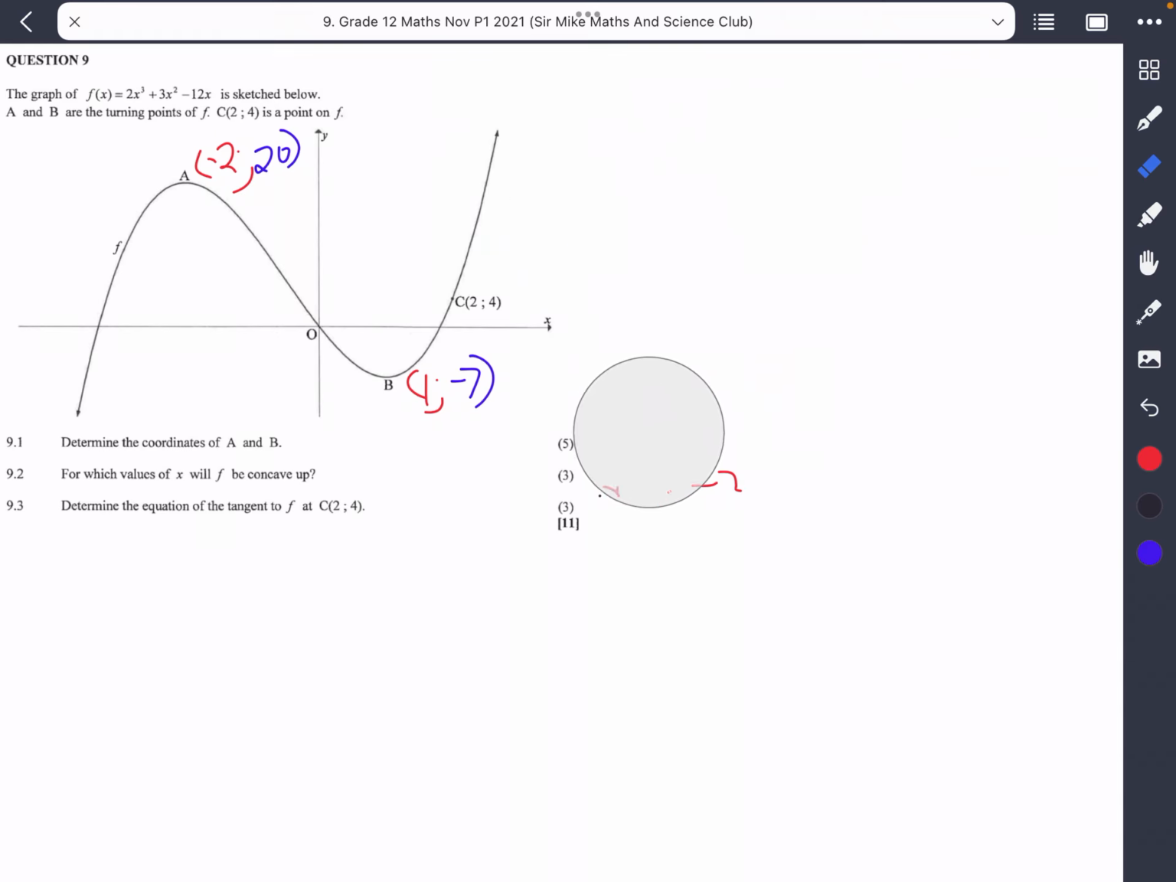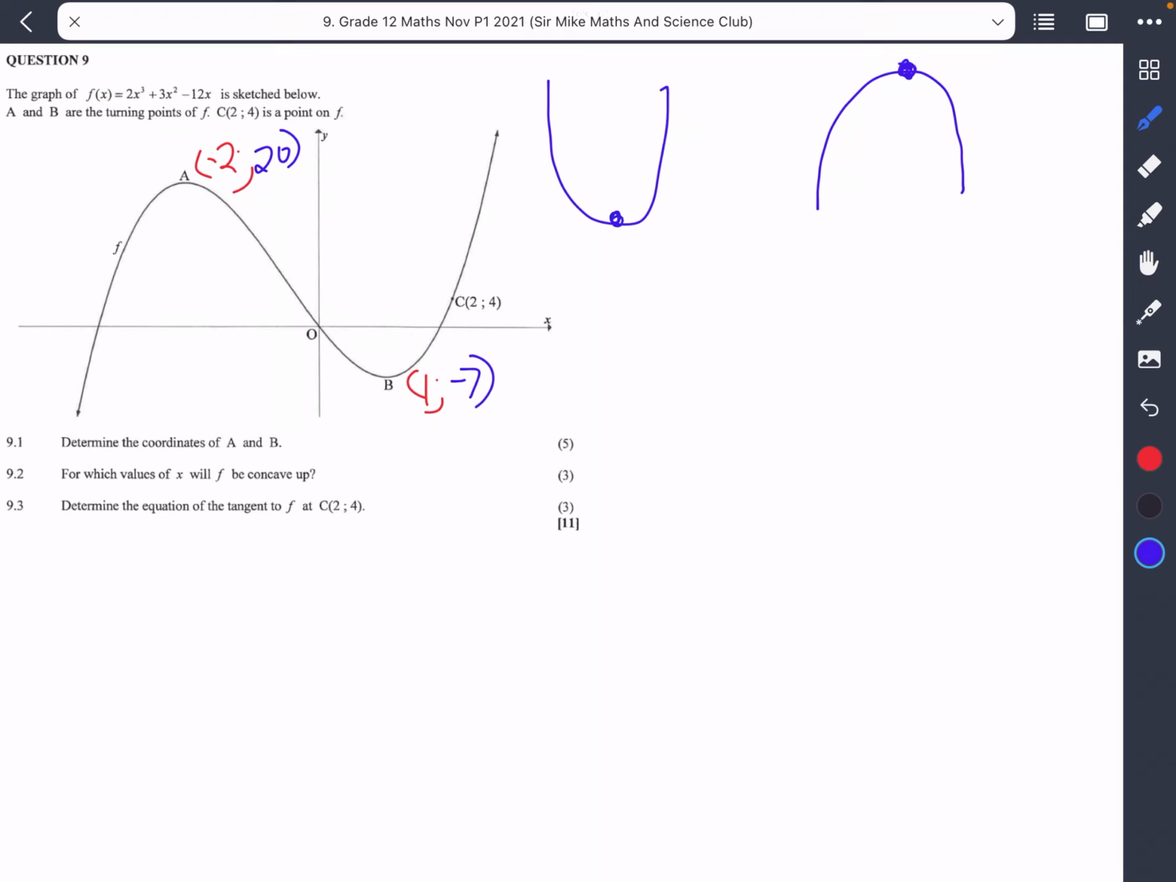So for question 9.2, they ask for which values of x will f be concave up. Now, to find the concavity, remember the shape when your graph is concave up. It would be something like that. And when it is concave down, you would have a maximum turning point. In this case, this would be the minimum.